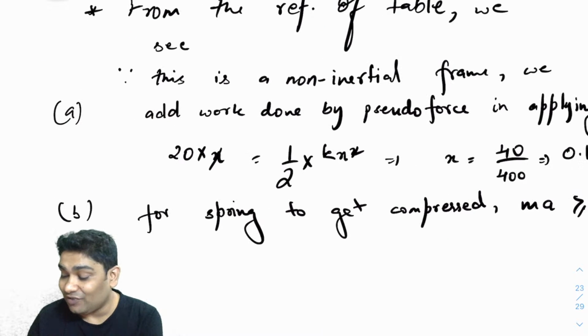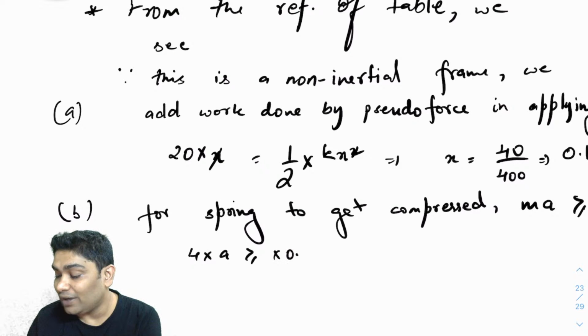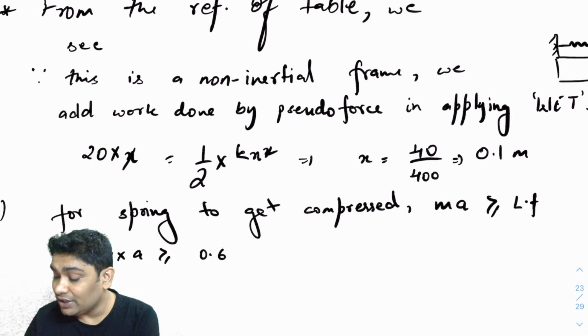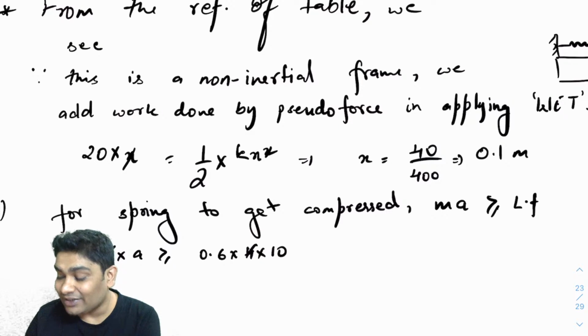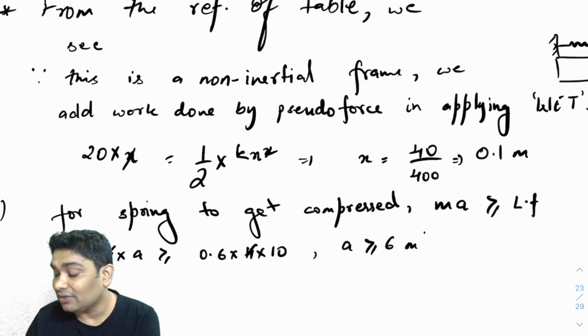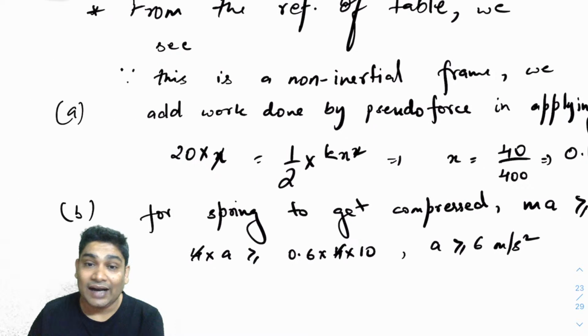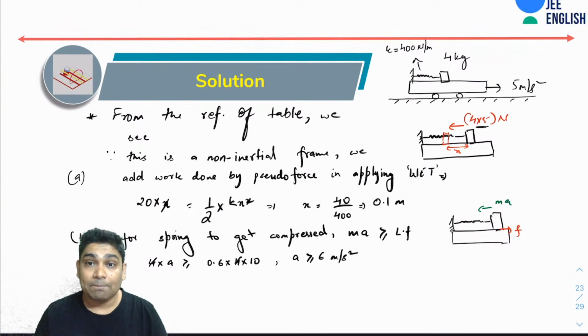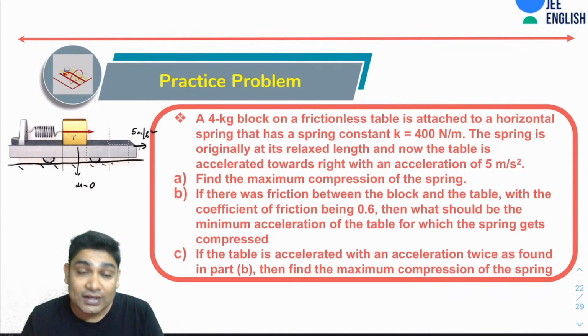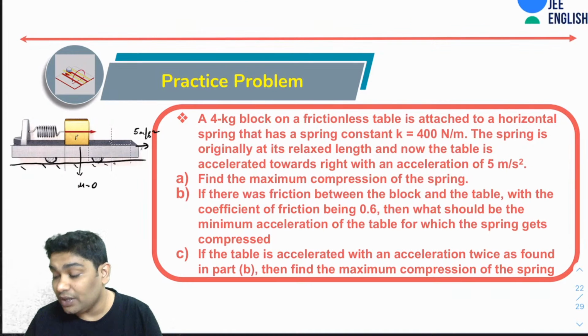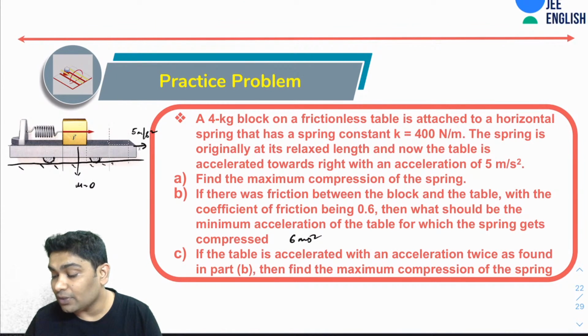So from here you will realize 4 into A should be greater than or equal to mu, which is 0.6, into M into G. M would be 4, G would be this. So you realize the minimum acceleration: A has to be greater than or equal to 6 meter per second squared. So that is the answer for part B. The acceleration for which the spring will get compressed has to be greater than 6 meter per second squared. For this we got the answer as 0.1 meter.